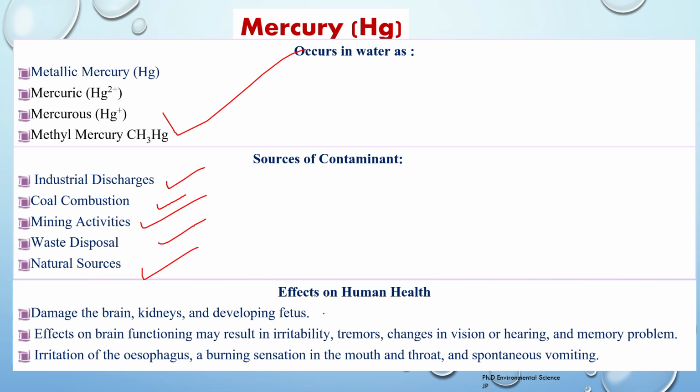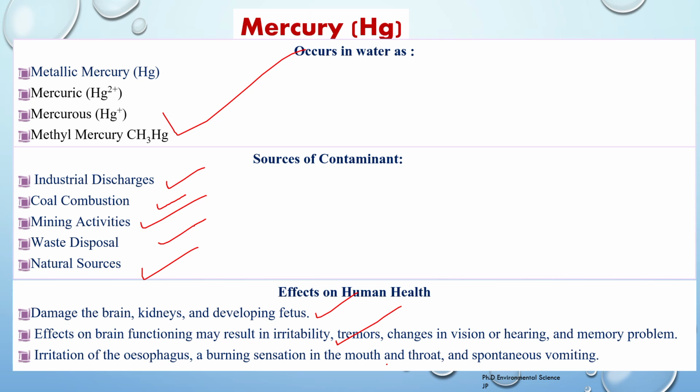Mercury exposure can have several health impacts, particularly affecting the brain, kidneys, and developing fetus. Like how it affects the brain functioning: exposure to mercury can cause mood changes and irritability. It can cause involuntary shaking or tremors. It can also affect sensory functions, leading to vision and hearing issues. Mercury exposure can also impair cognitive functions, leading to memory problems.